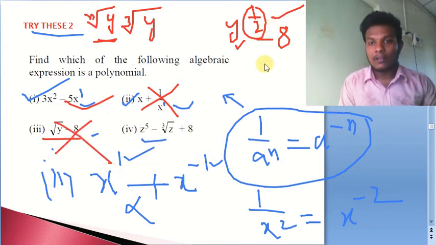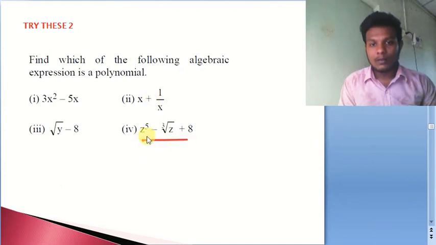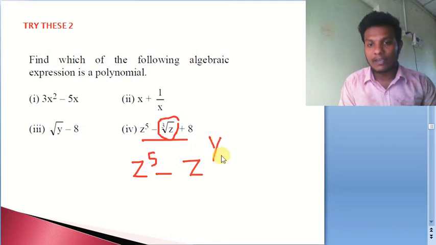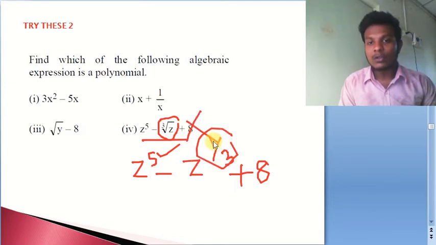Now see this one: z power 5 cube root of z plus 8. Just now I have told you how to write the cube root of any number in exponential notation. This is radical notation; how will you write it in exponential notation? This is z power 5 minus cube root of z, which means z power 1 by 3, since nth root of z means z power 1 by n, and then plus 8. Now just compare the powers. Is 1 by 3 a whole number? No, it is a fraction. So that is why this expression is also not a polynomial.